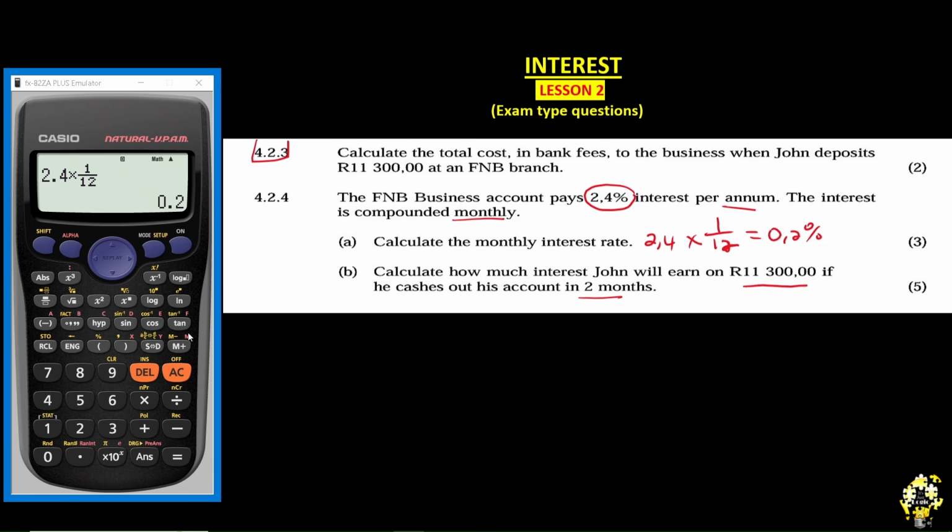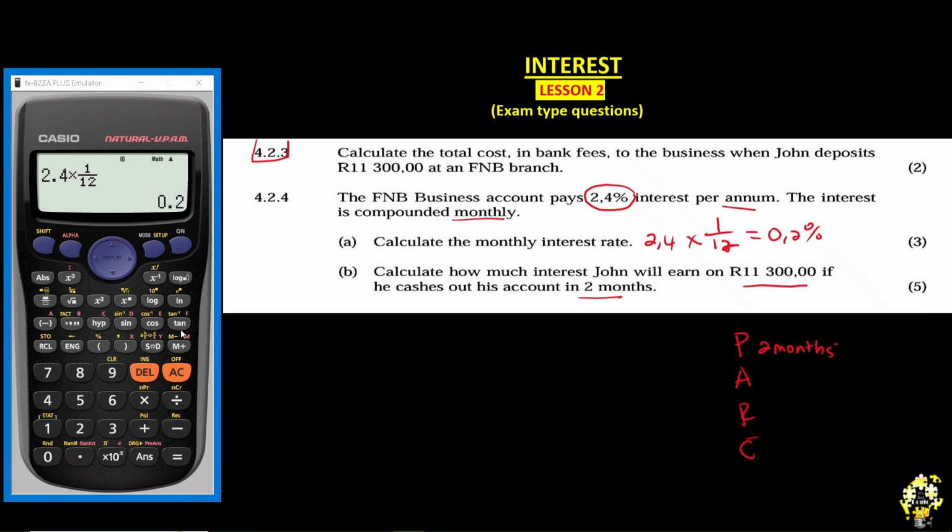Now, this makes it easy for you. What is our period, or for how long until John cashes out? Well, 2 months. John doesn't play like that. After 2 months, he would like to have his money.